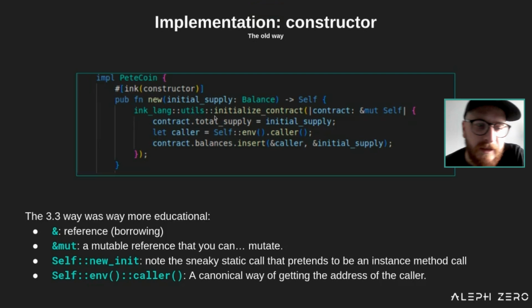So in the olden days, we needed to call this special initialize contract method that was actually taking another function as the argument. And there you go. This is how you write anonymous functions in Rust, basically. Kind of similar to Ruby, actually, but with types.